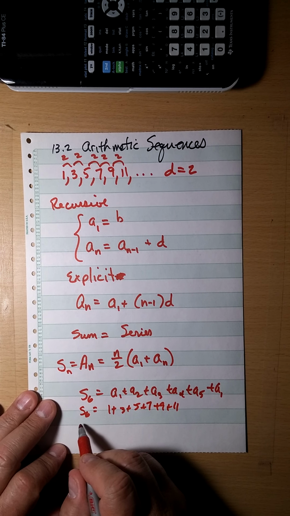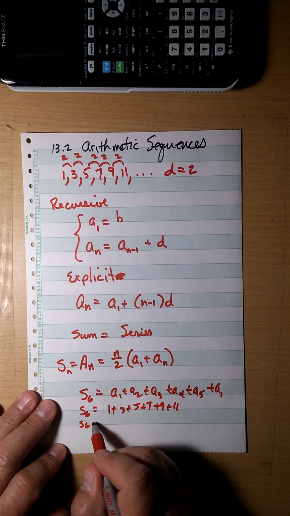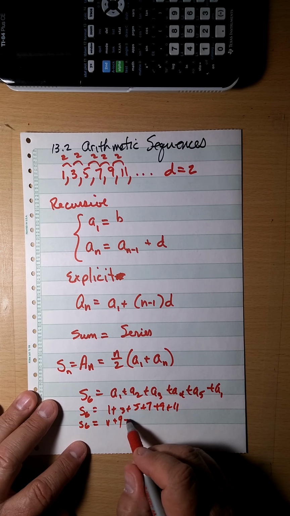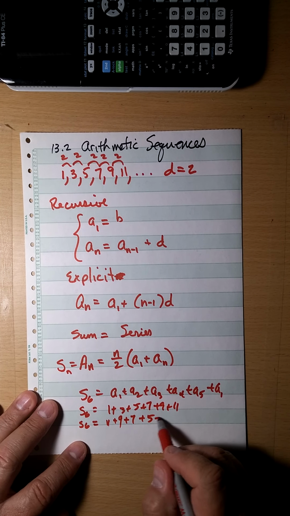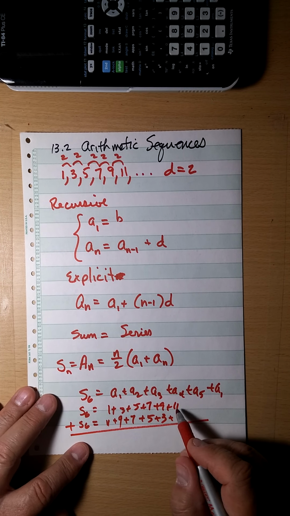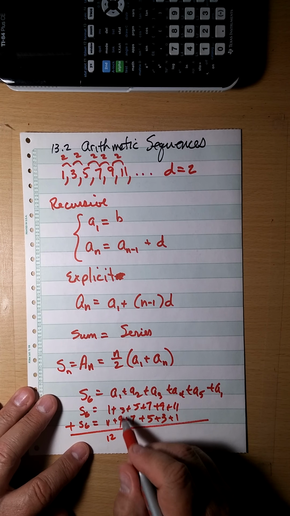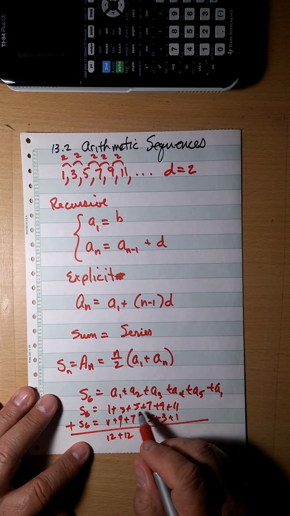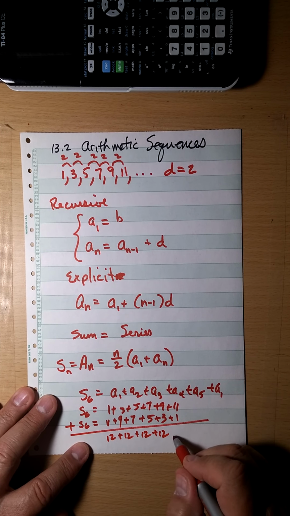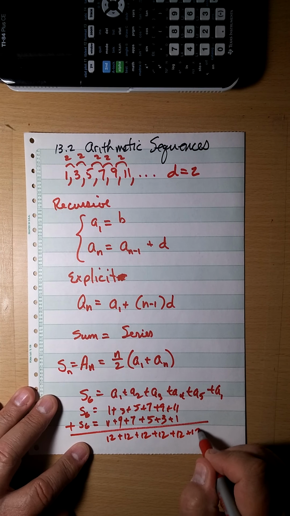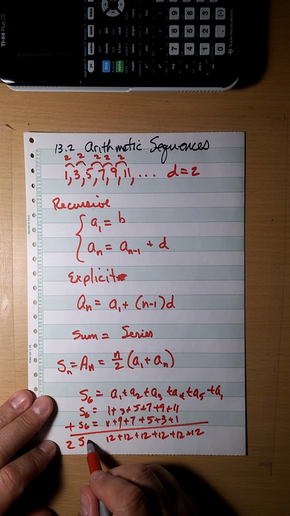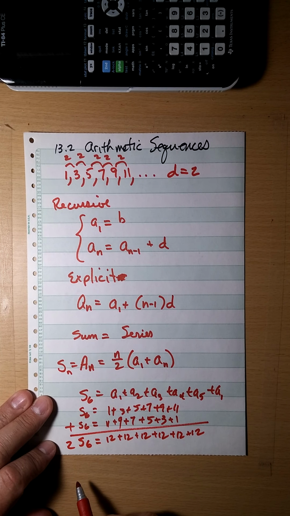Well, let's write that again. S sub 6, but now let's write it backwards. 11 plus 9 plus 7 plus 5 plus 3 plus 1. Let's add these two together. 11 and 1 is 12. 9 and 3 is 12. 7 and 5 is 12. All of these are 12s. Now this gives us 2 S sub 6's, because we add those two together.